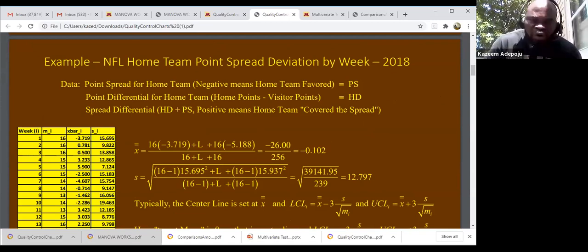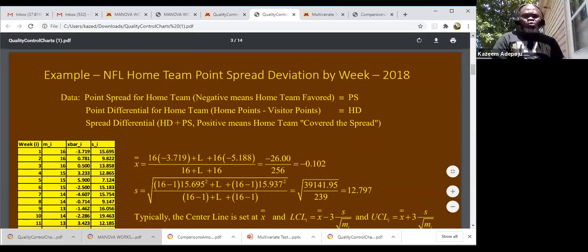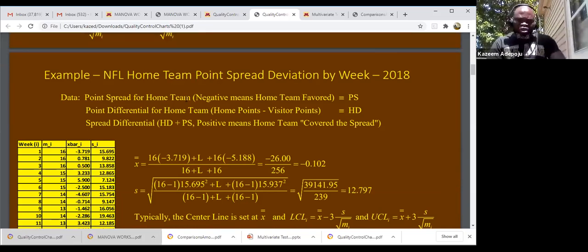The data of the National Football League of 2018, where we want to consider the NFL home team point spread deviation by week. The data set we want to use is a point spread for home team, which is going to be negative, meaning home team favored, and the point differential for home team, which is the home point minus the visitor point. That is termed as HD. Then the spread differential, which is HD plus PS, where positive means home team covered.